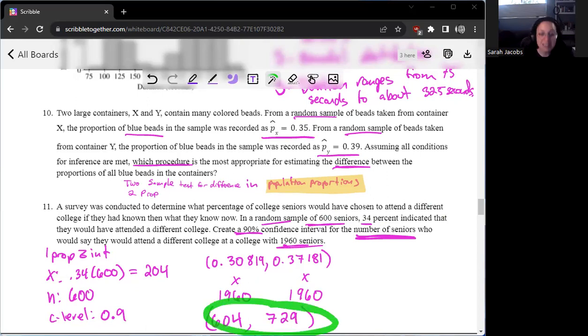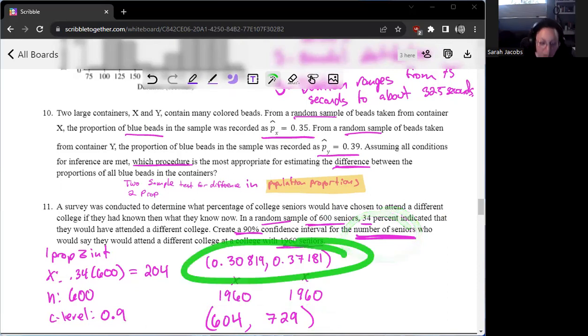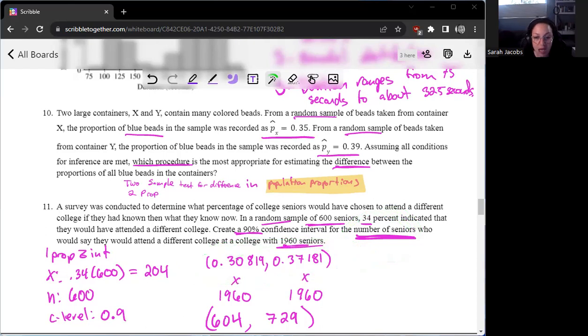So this is the correct interval for the answer to the question because it is about the number of seniors. This interval correctly gives us the proportions we're interested in, but it would not be the correct answer to this question. We have to put it in terms of the number of seniors.